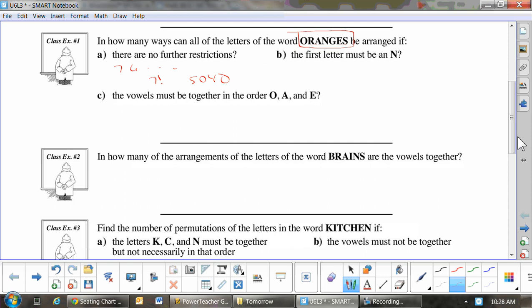Now, what if we start doing restrictions? The first letter must be an N. So it would be 1 times 6 factorial, right? 1 times 6 times 5 times 4 times 3 times 2 times 1, which is now 720. Isn't it amazing how if you just give me one piece of information, how much the number of different ones decreases by? Because you know what? 720, say you were trapped in a cave and you had to figure out a combination.